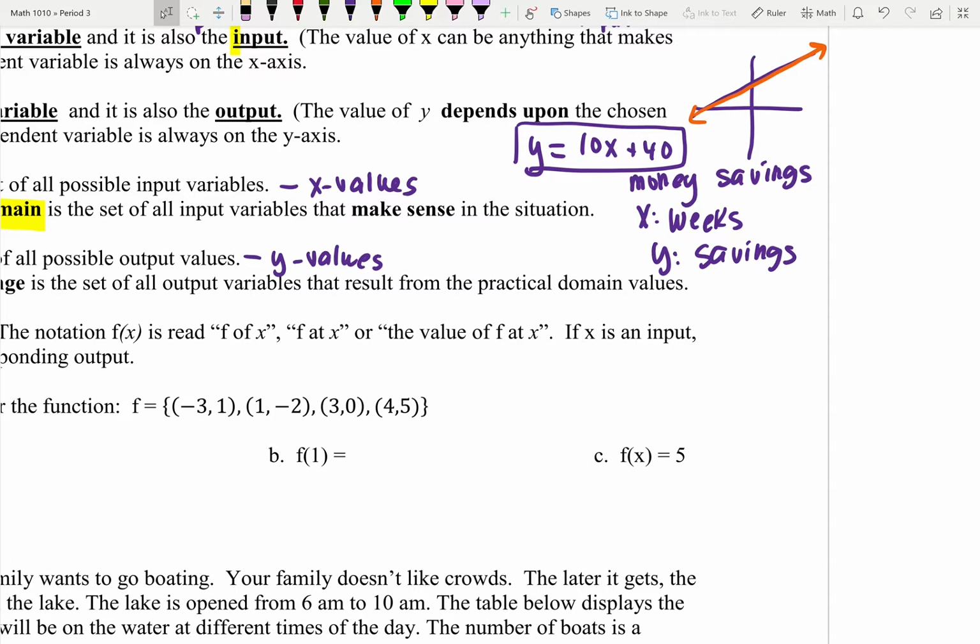So the practical domain on that problem right there, you guys, is from 0 to, and then let's say the most you're going to save is like 10 weeks. Well, then that would be 140. Because after 10 weeks, if you put 10 in there, you get 140. So practical, you have to think about what it stands for. You're not going to have negative weeks. Who says I understand that? Raise your hand. See how easy that is to understand, but it gets all twisted in people's heads.